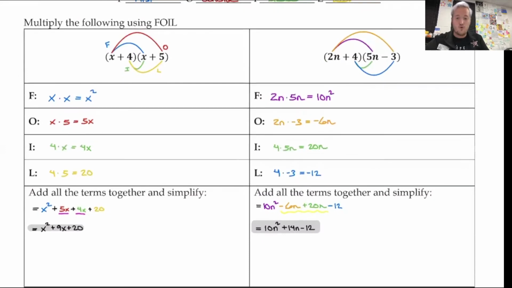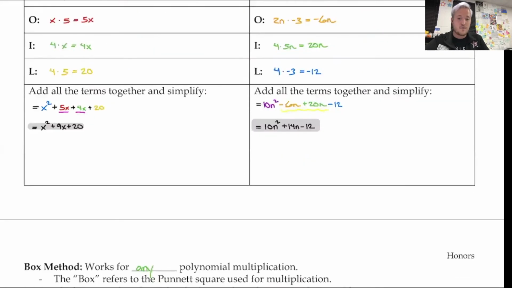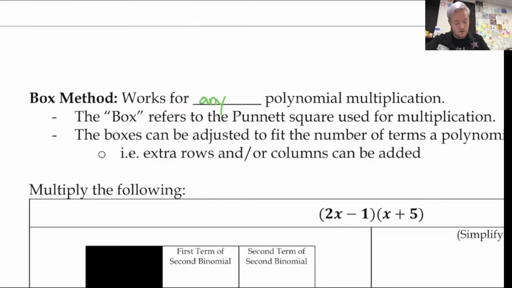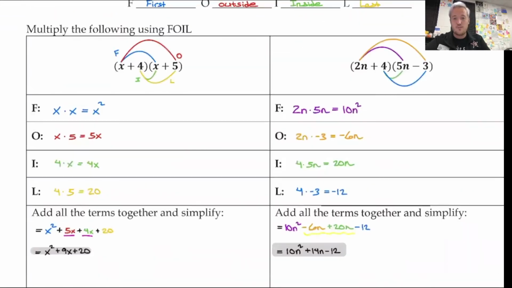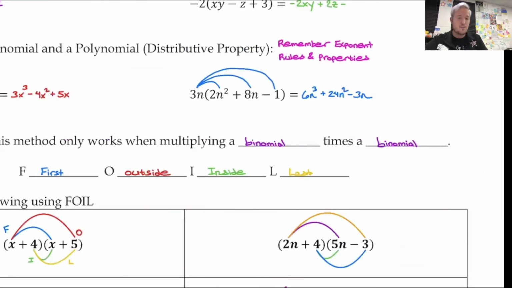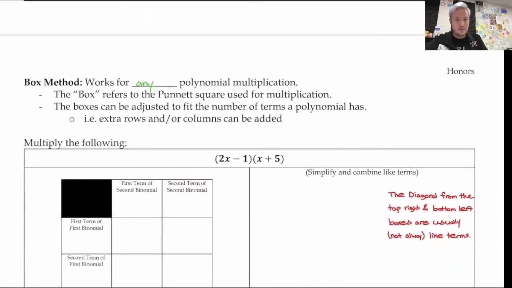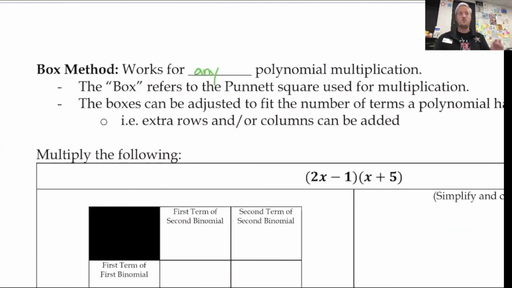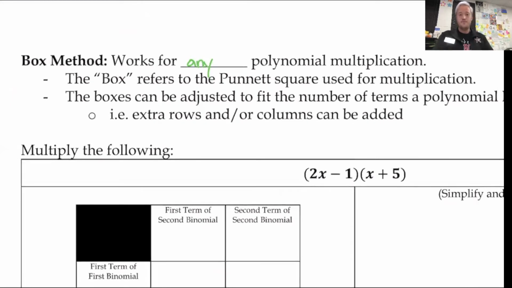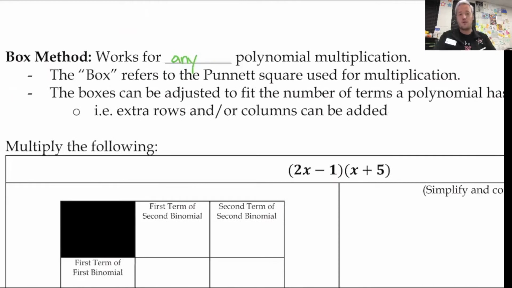All right, so that's using the FOIL method. So the next method we're going to talk about is called the box method. Now the box method works for any polynomial multiplication. FOIL is really limited and restricted to only doing a binomial times a binomial, but the box method works with any polynomial multiplication. So we could do a binomial times a trinomial. We could do a trinomial times a trinomial, or even like a 5-term polynomial times a 7-term polynomial, which I do not recommend. But either way, box method works for everything.